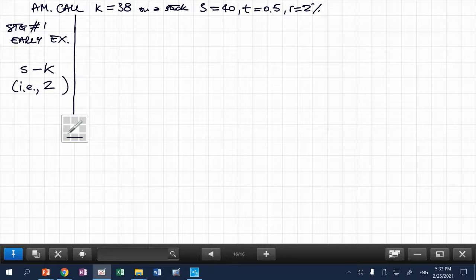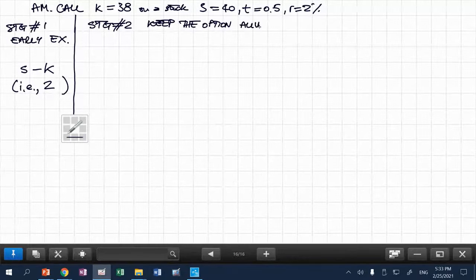Fine. What is the potential alternative? The potential alternative is to keep the option alive and sell forward the stock. The idea is if the spot price is high, the forward price would be high as well, and I can keep until maturity and see what happens. That's the intuition. Let's be more precise. So strategy 2 is keep the option alive plus sell forward.